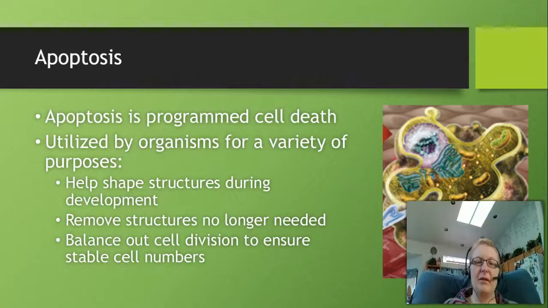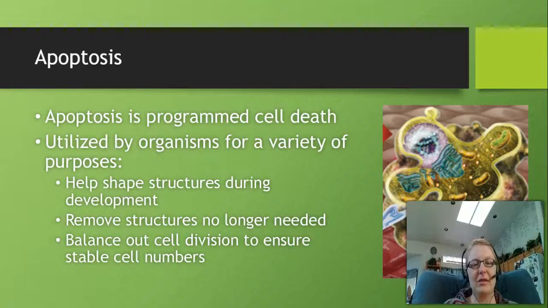This process is utilized by organisms for a variety of purposes. During development, we all start as this amorphous blob, but what happens is we start removing some cells to help define shape for structures, and that is occurring through apoptosis. We also remove structures that we no longer need. If you think about the tadpole, it no longer needs its tail when it starts to become a frog, and this happens through apoptosis.